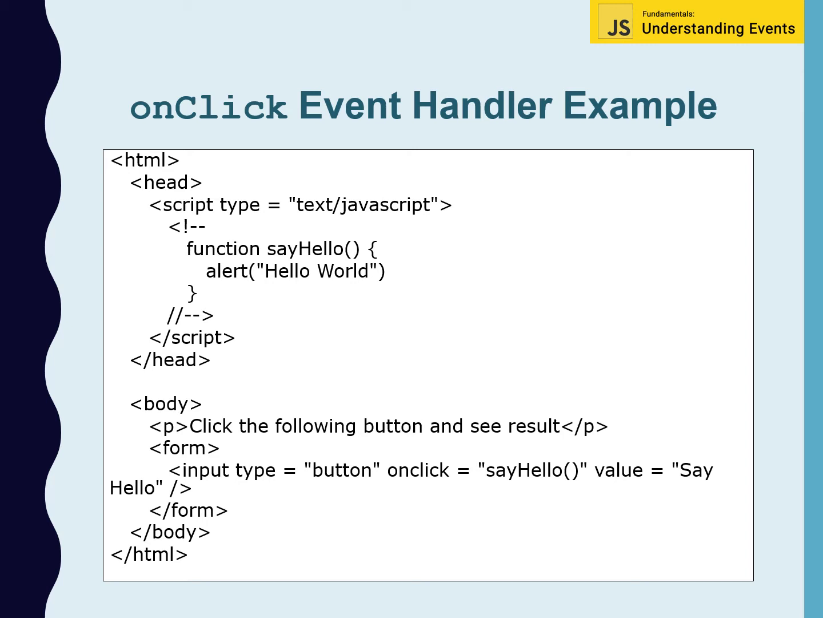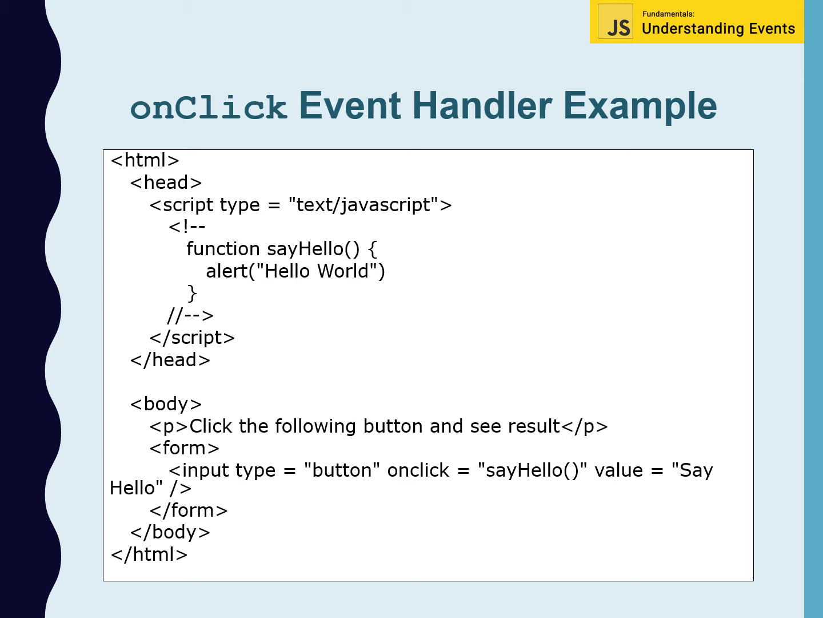Initially, whenever we load this HTML code, we get a web page which contains the text click the following button and see result, with a say hello button. A button will appear with value say hello. Whenever the user clicks the say hello button, the corresponding onclick function will be invoked. Onclick calls the say hello function.